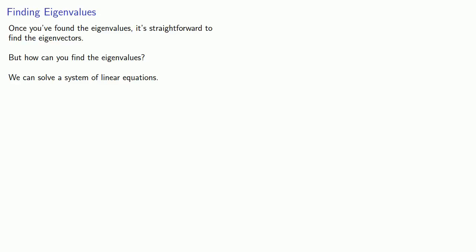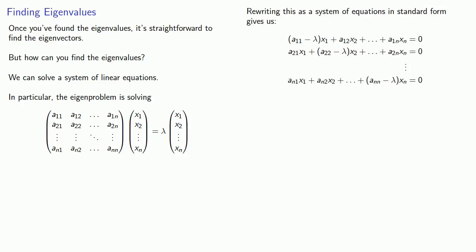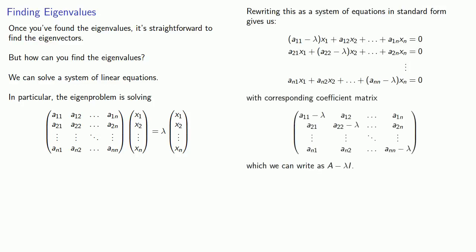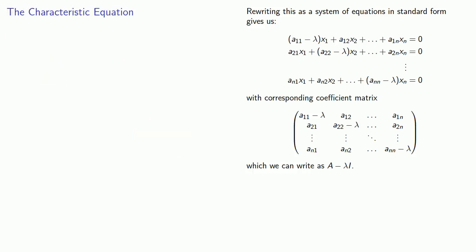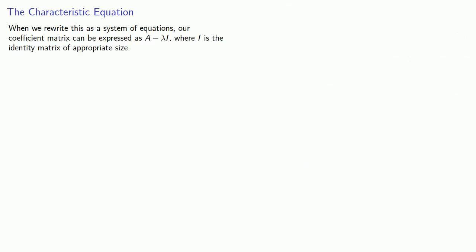And remember that the eigenproblem is solving the equation: transformation matrix times column vector equals scalar multiple of column vector. Rewriting this matrix equation as a system of equations in standard form, we can extract the corresponding coefficient matrix, which we'll write as A minus lambda times the identity matrix. So when we reframe the eigenvector-eigenvalue problem as a system of equations, our coefficient matrix can be expressed as A minus lambda times I, where I is the identity matrix of the appropriate size.